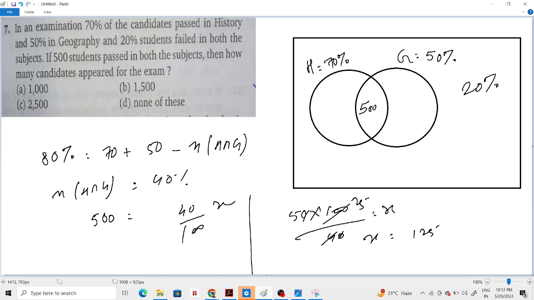Then how many students? There should be one more zero. Sorry, just 500. Yeah, 1250. So the number of students who appeared for the exam is 1250, and the answer is D.